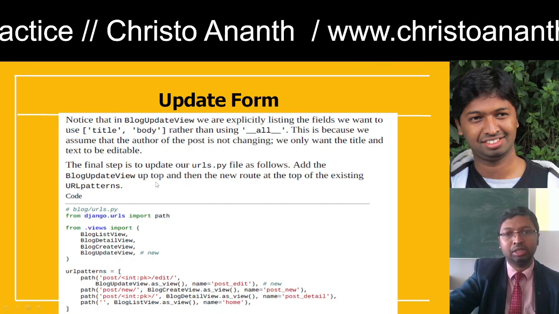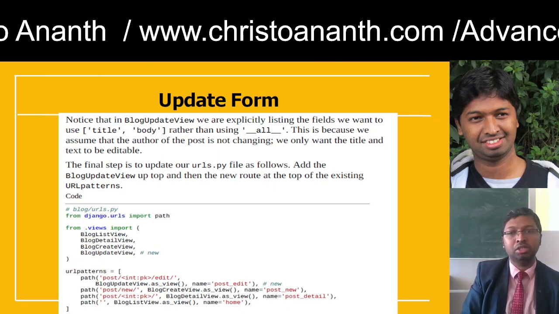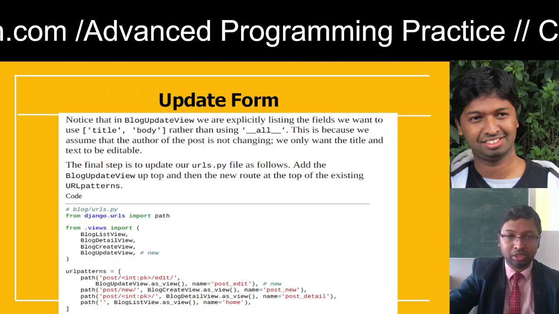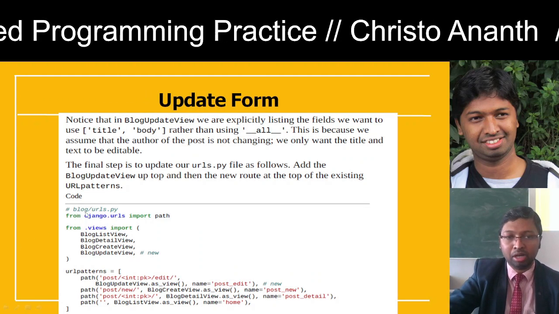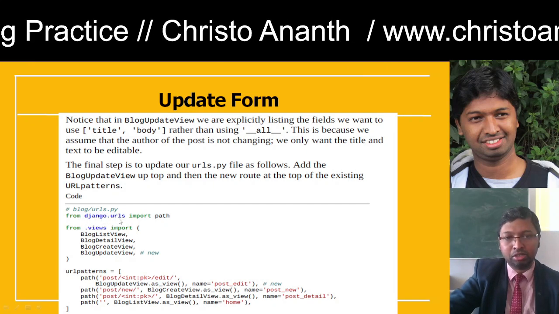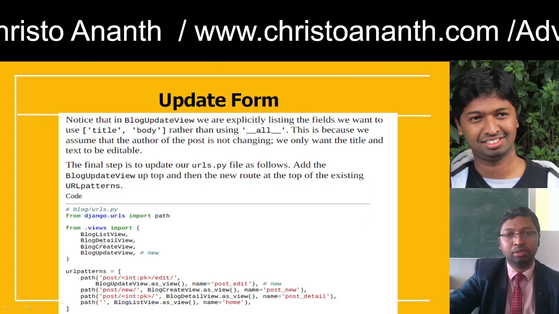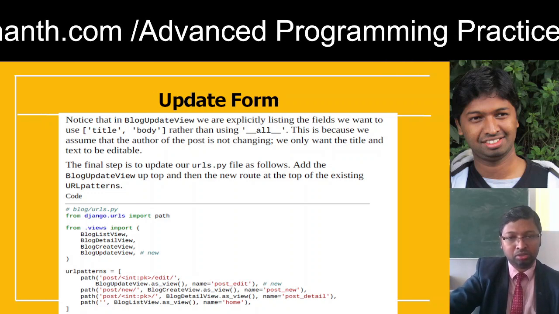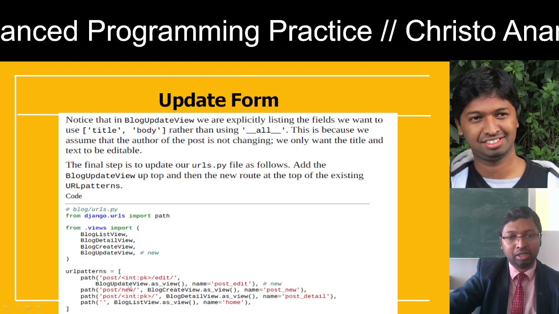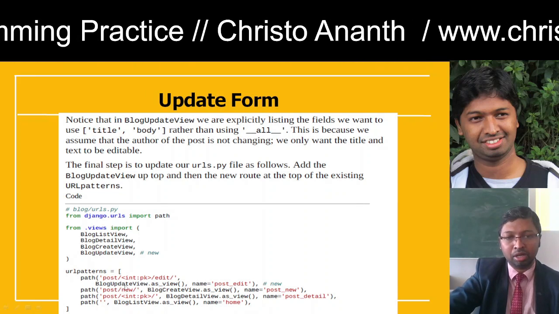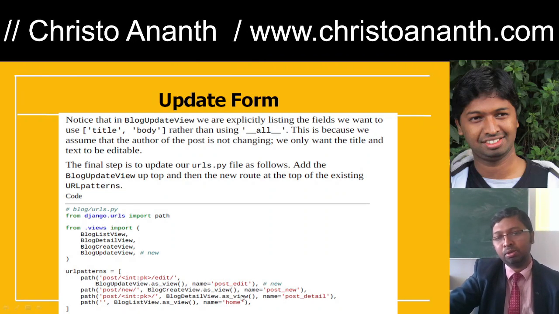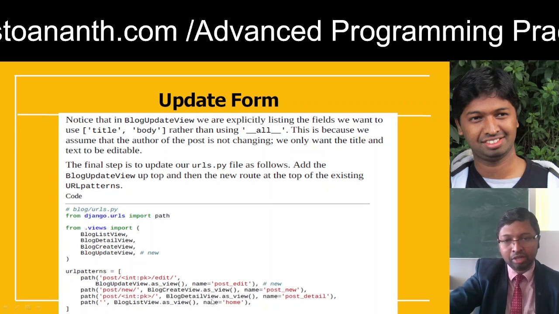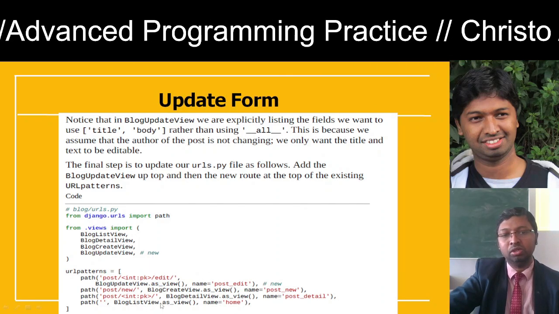Okay. So the final step is nothing but updating the urls.py file. So add the blog update view at the top, and then the new route to the top of the existing URL patterns. Within the blog/urls.py file, you will have from django.urls import path. From .views import the blog list view, detail view, create view, and then the new thing, that is update view. So now you will have the URL patterns: path, the pk primary key, blog update view.as_view, name equal to post_edit, which is the new line, and then path the blog create view.as_view, blog detail view.as_view, and similarly blog list view.as_view.